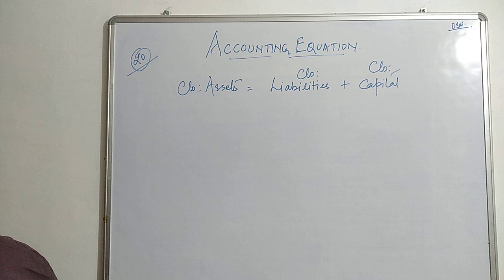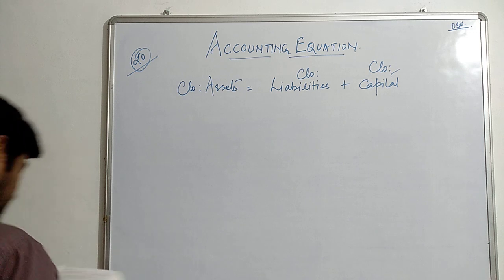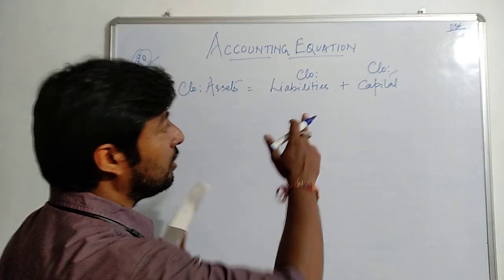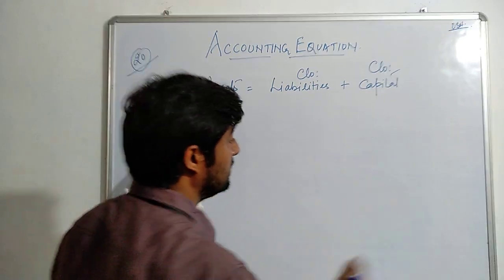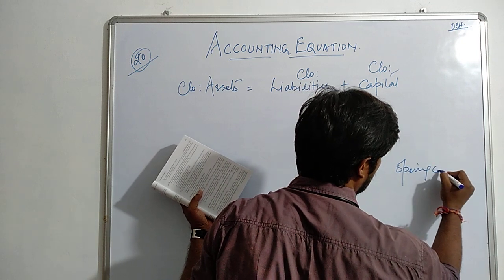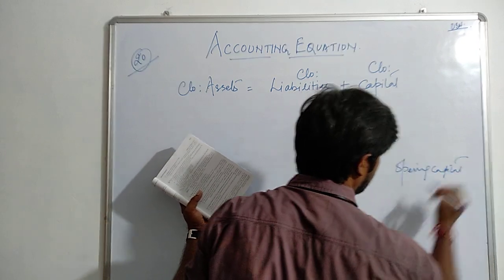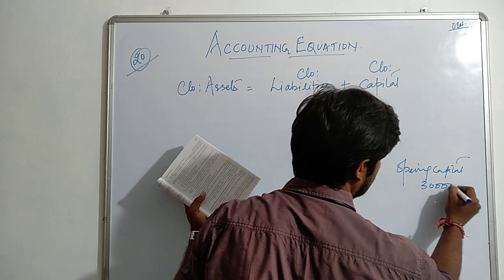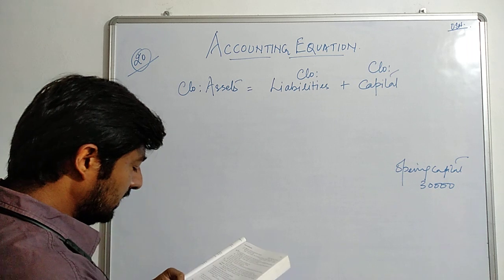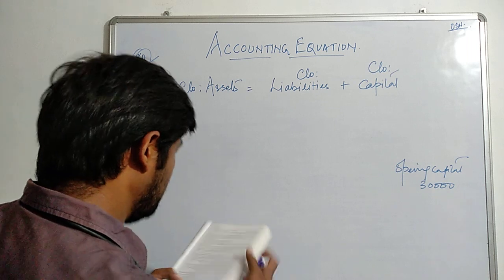Now see the question. On 1st April 2018, capital is 30,000. That means this is not the closing capital. This is the opening capital. See, I am writing here: opening capital, 30,000. Now further, on 31st March, his assets were worth rupees 50,000.